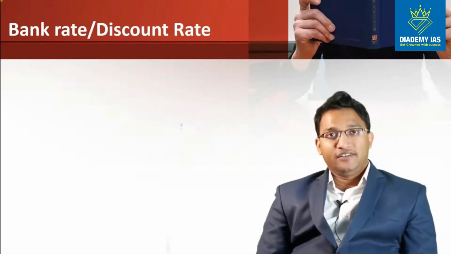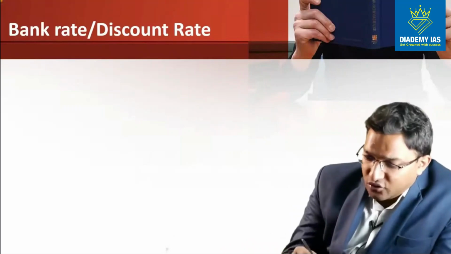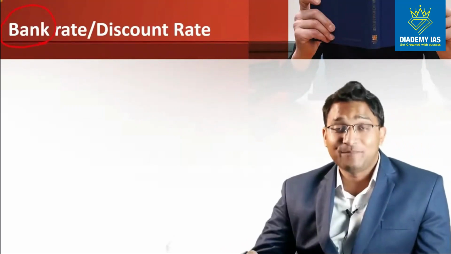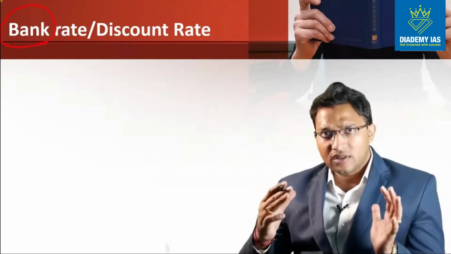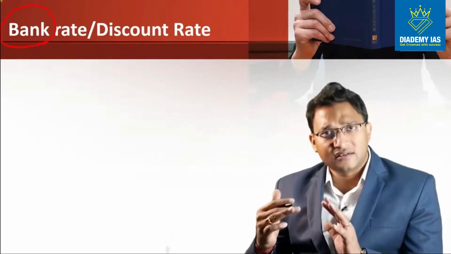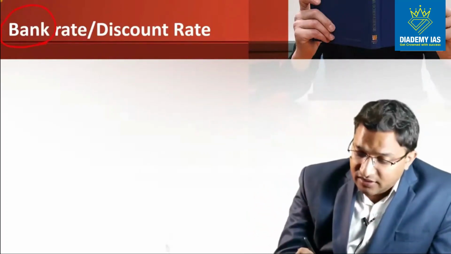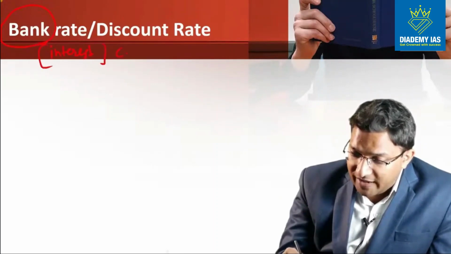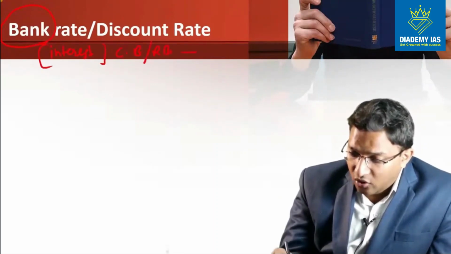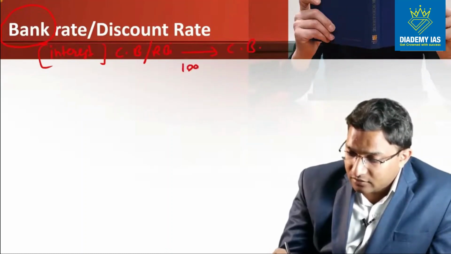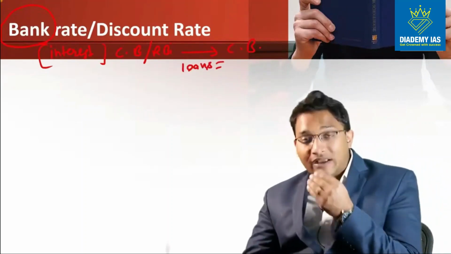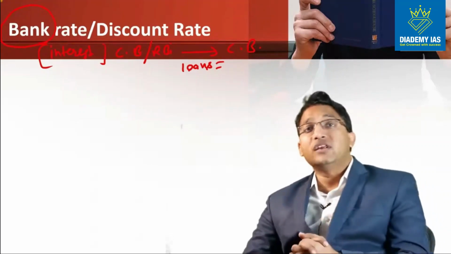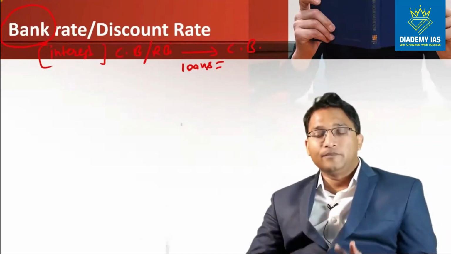So to start with, bank rate or discount rate is also one of the very important tools of the monetary policy, right? Overall, as a concept, just understand that bank rate is the rate of interest at which the central bank, or the RBI, gives a loan to the commercial banks. This is the rate of interest at which the commercial banks get the loan from the RBI or the central bank, right? This is the simple meaning.